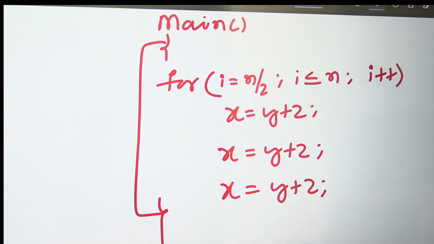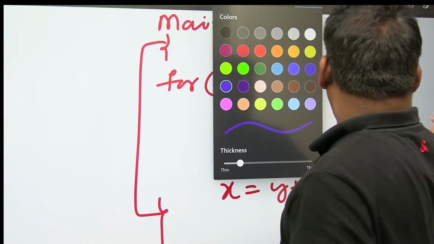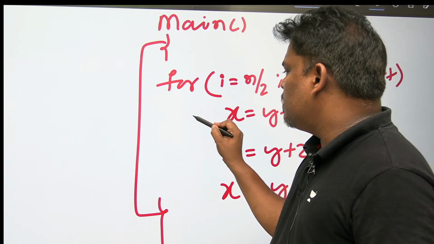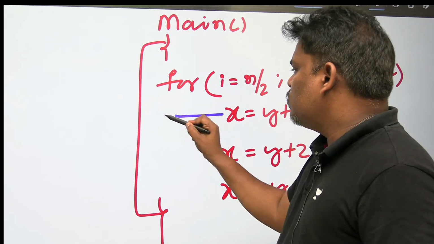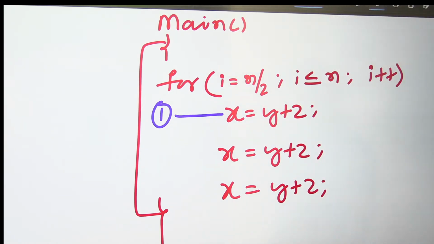Main, for I is equal to n by 2, I less than or equal to n, I plus plus, then x is equal to y plus z three times. First of all, identify how many statements there are. This is the first statement. Now listen everyone, how many times is the first statement running?